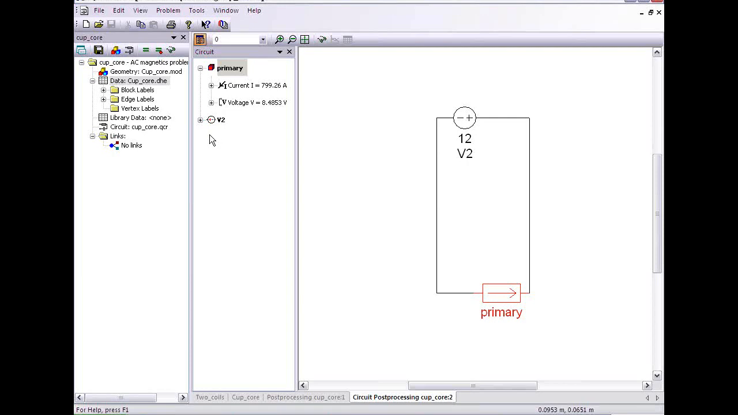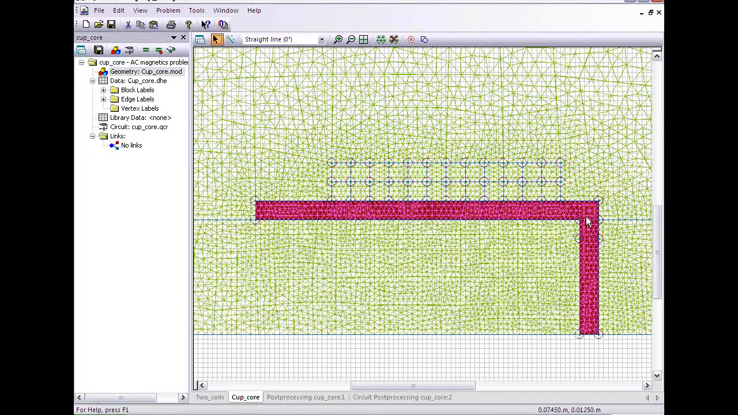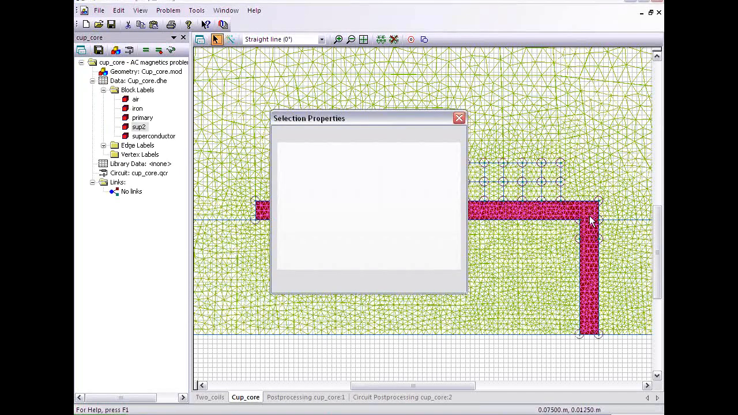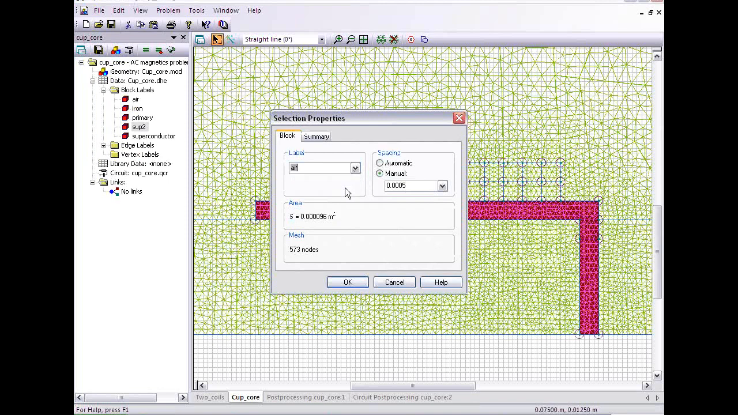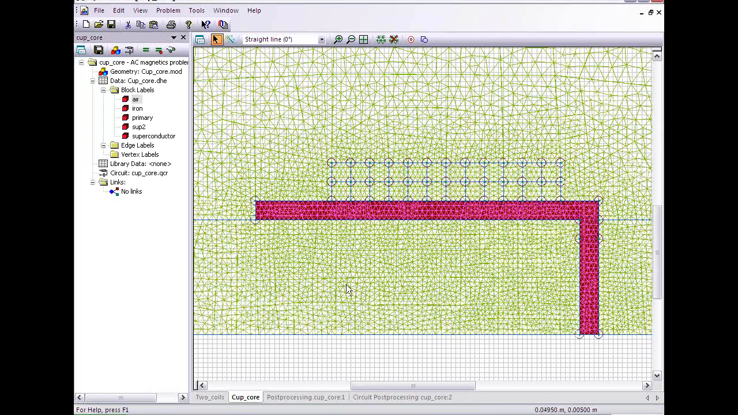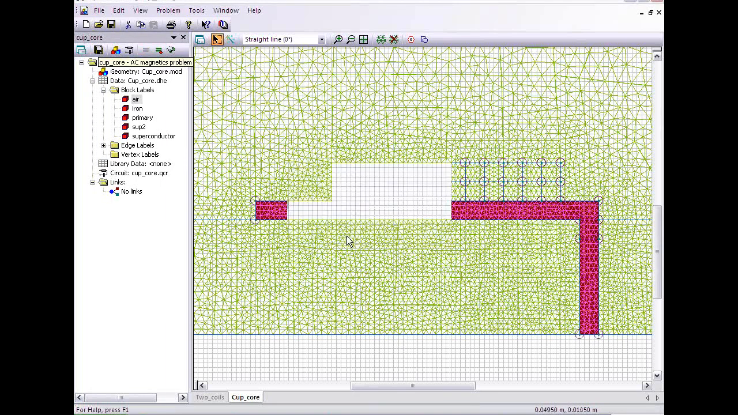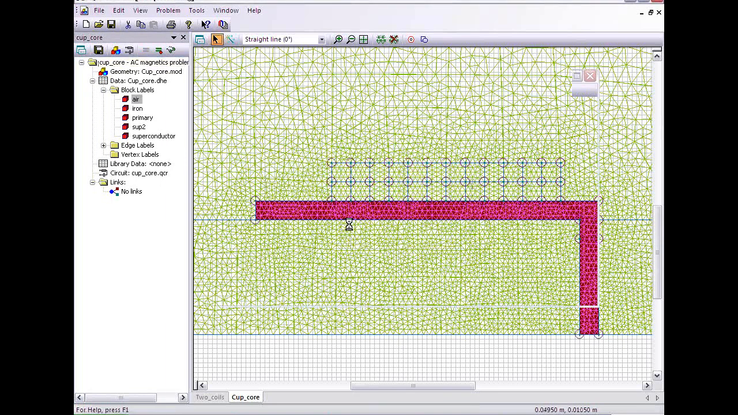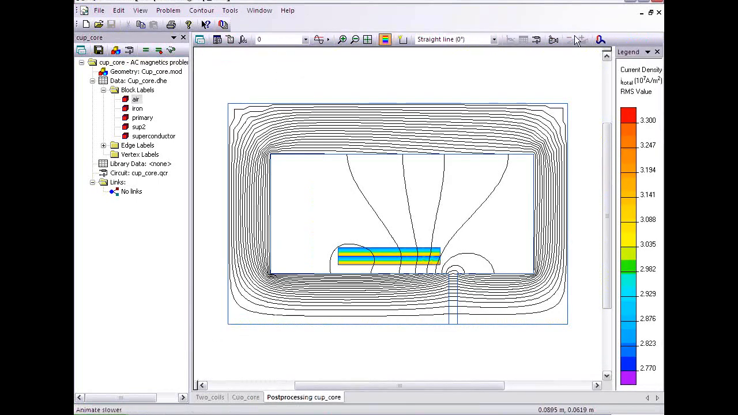Finally, we can just see what the current in the primary would be if, in fact, this tube were completely normal. So I'm making it once again air. And we can see that there's actually greater flux penetration here.